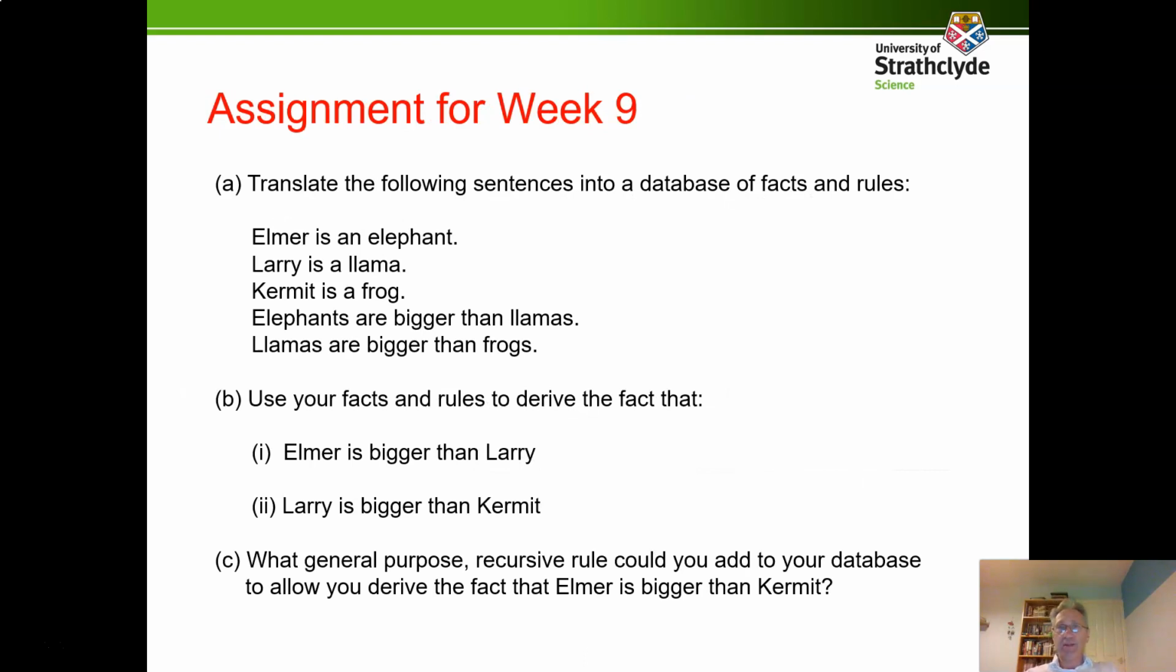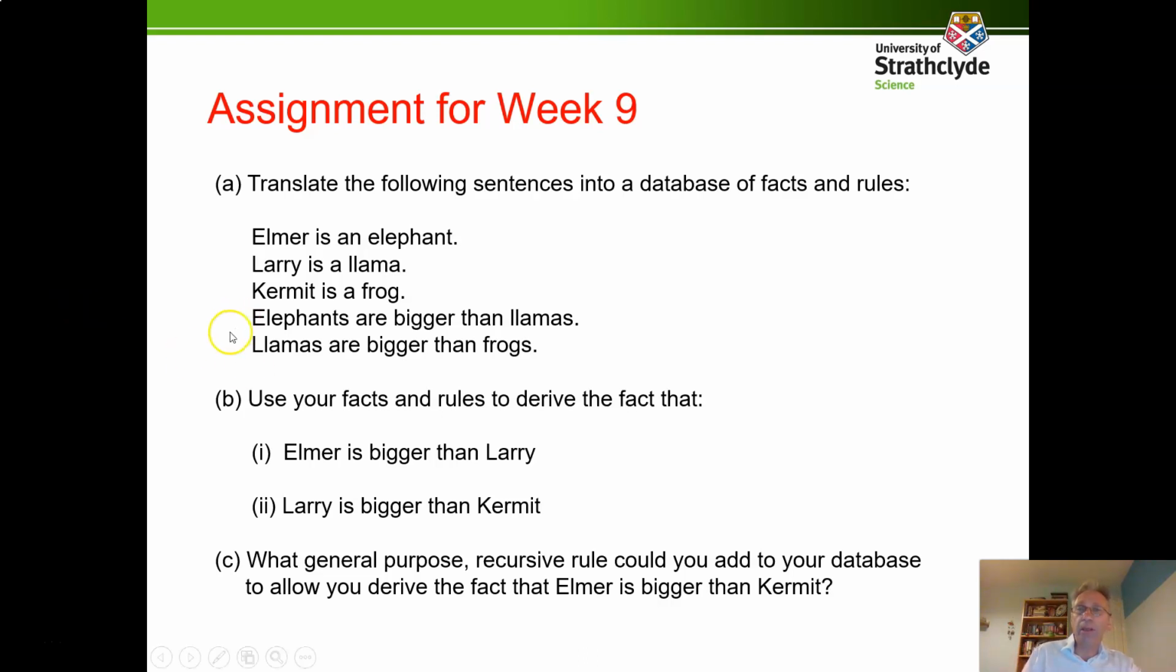So finally, I've got an exercise for you to try this week, which involves knowledge engineering and also writing recursive rules. So what I'd like you to do is to translate these into a database of facts and rules. Elmer is an elephant, Larry is a llama, Kermit is a frog. Elephants are bigger than llamas, and llamas are bigger than frogs. Once you've got those rules, I'd like you to try to derive some facts for me, which you should be able to do. Elmer is bigger than Larry, and Larry is bigger than Kermit. Essentially, it's the same sort of thing. If you've got your rules right, both of those will just drop out immediately.